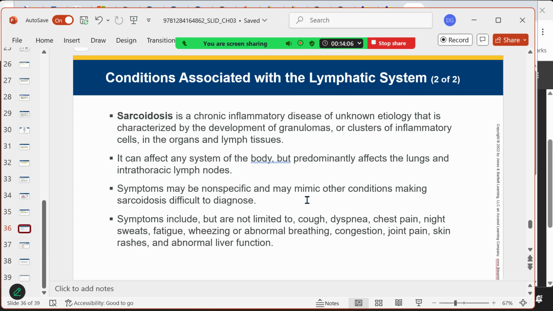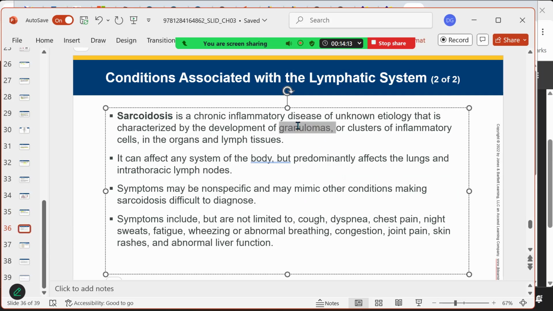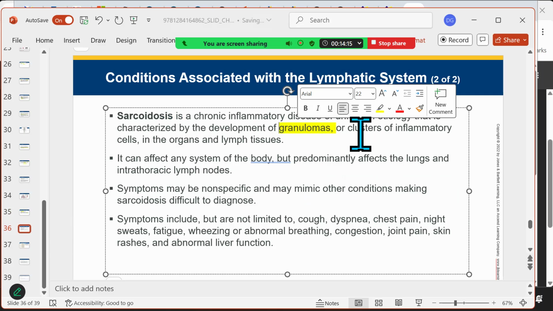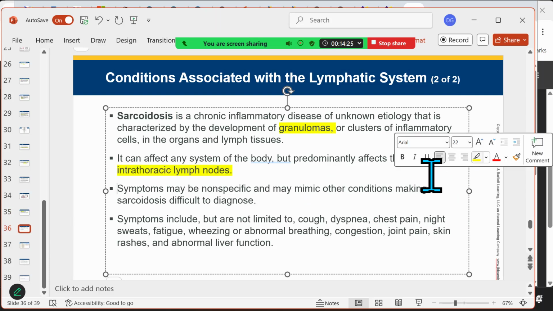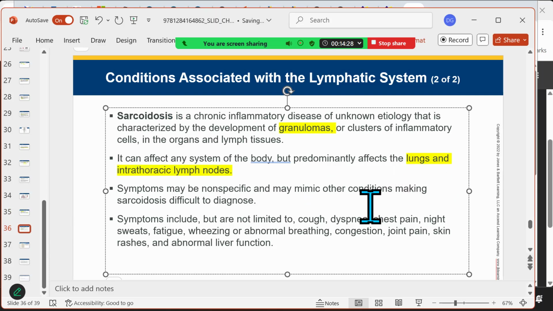Sarcoidosis, you will see a little more often. Chronic inflammatory disease. We really don't know what causes it, but we get granulomas. Those are clusters of inflammatory cells in the organs and lymph tissues. Can affect any system, but predominantly the lungs and the intrathoracic lymph nodes. You will see sarcoidosis pretty soon, I would say.